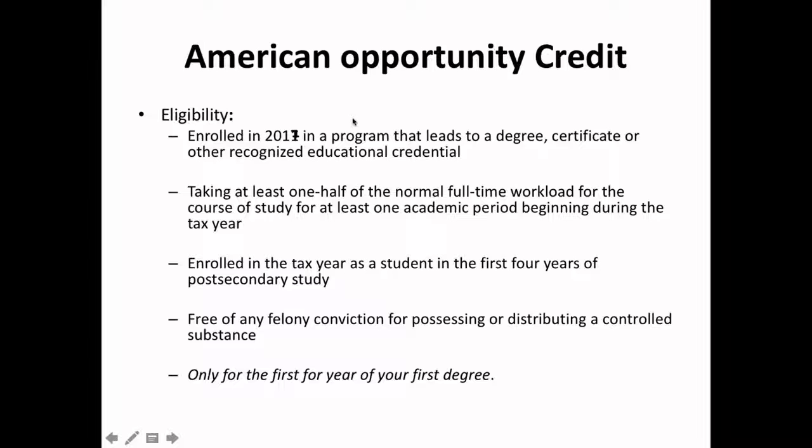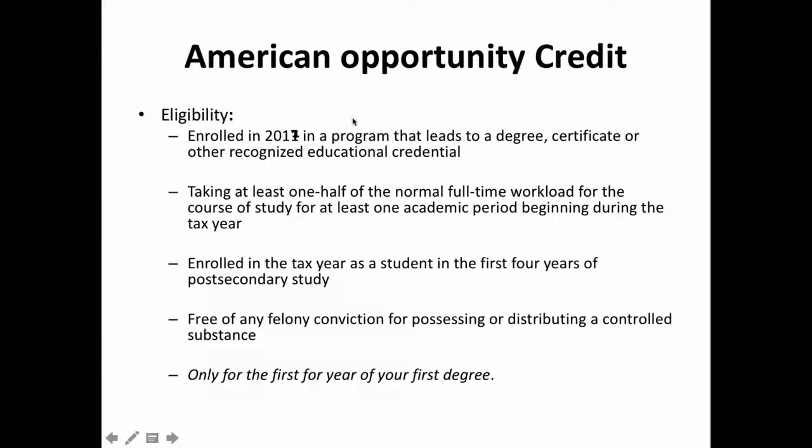Number two, the person must be taking at least one-half of a normal full-time workload for the course of study. So basically what this is saying is they should at least be part-time students. And the reason it says that is because some people enroll into a course, into a class, and they never finish it. They'll enroll because they think, I'm going to go study, I'm going to go get some education, and then life gets in the way, and they never show up to class.